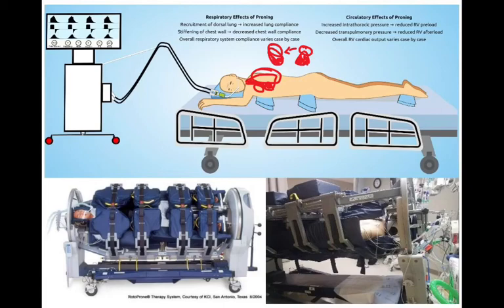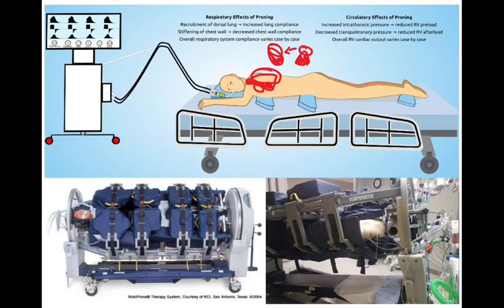So prone positioning can be done manually, like the patient on the bed here, where they are laying supported under pillows to keep them in the prone position, the arms up in a swimmer's position to keep people more comfortable. If you've worked on a COVID floor or seen COVID patients, prone positioning is the best for aerating a larger part of your lungs. And then the beds is what's listed at the bottom there.